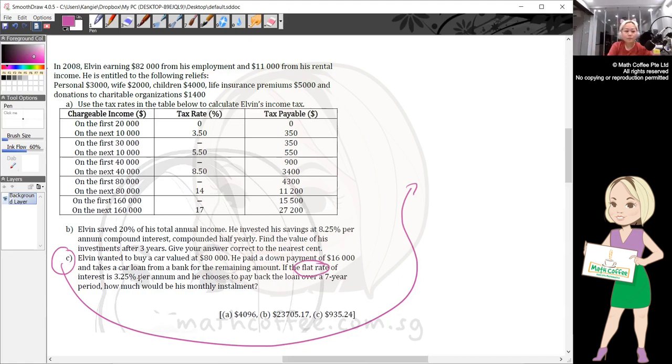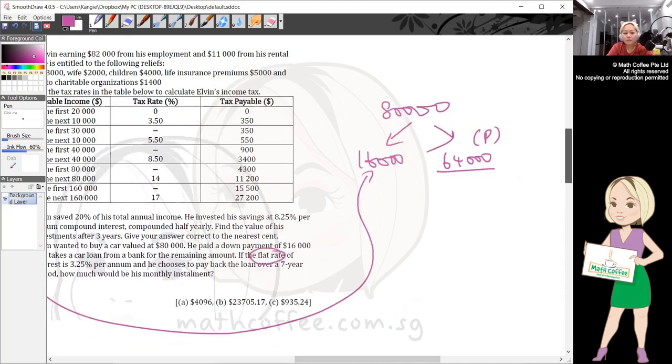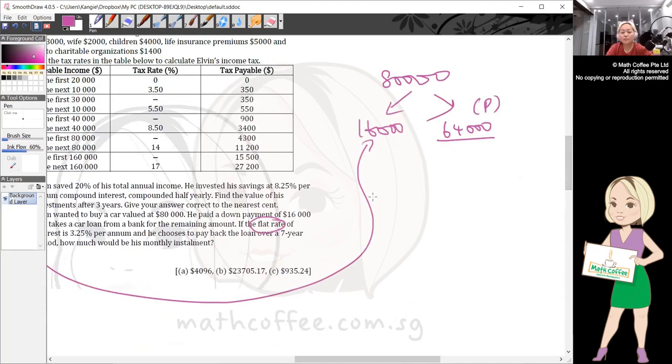So 80,000, 16,000 is the down payment. Then 64,000 will be the amount that I borrow from the bank. That will be my principal amount. And flat rate means it's simple interest. I mentioned before, hire purchase is always simple interest. So I equals PRT over 100. This formula is not given. Only the compound formula is given. So you have to memorize this formula.